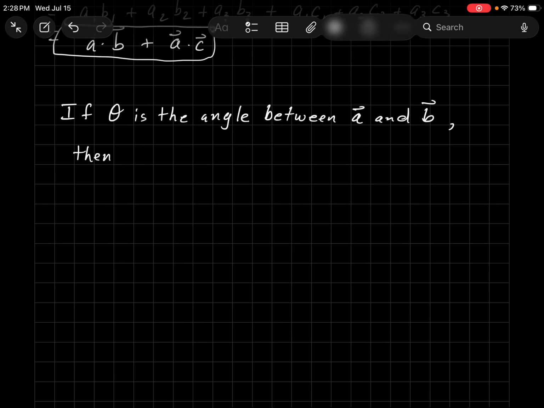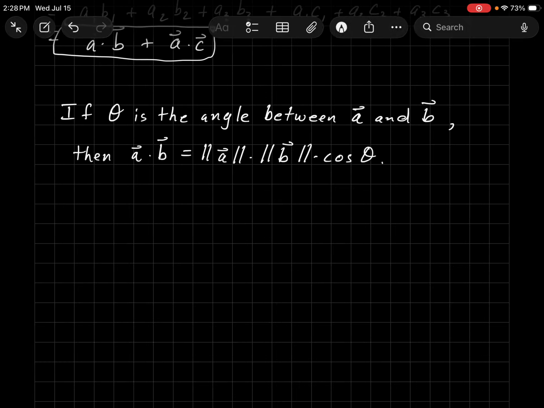Then A dot B equals the magnitude of A times the magnitude of B times the cosine of the angle between them. So let's do the proof on this one. So here's our theorem. And now let's do our proof. Make this one a little bit more formal.